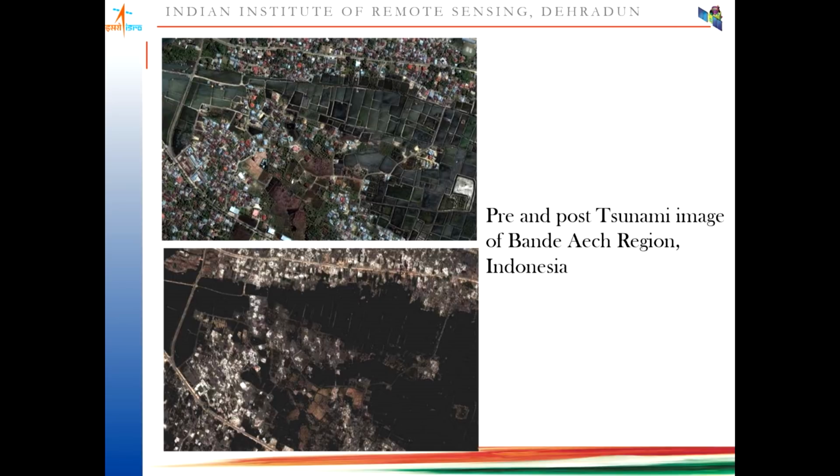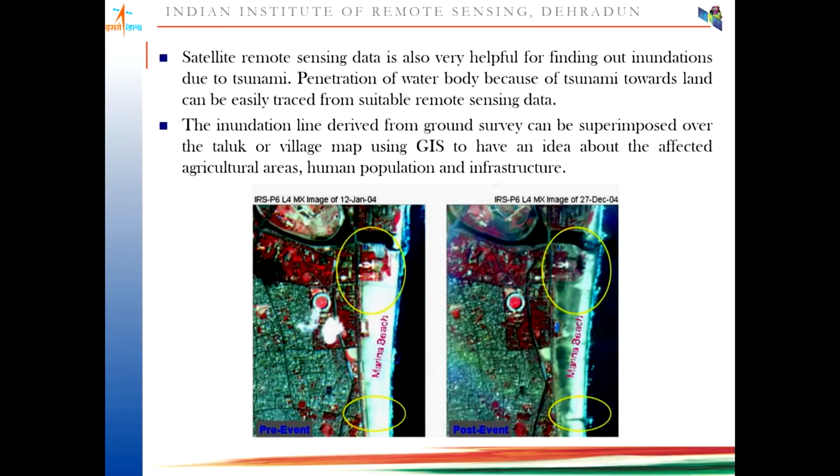So there are certain images, the pre and post tsunami images in Indonesia. The top one is the pre-tsunami, everything is fine, all the land parcels, agricultural land, nice Banda region, all the human habitation. And the next image is post tsunami, everything has been destroyed. So this is satellite data.